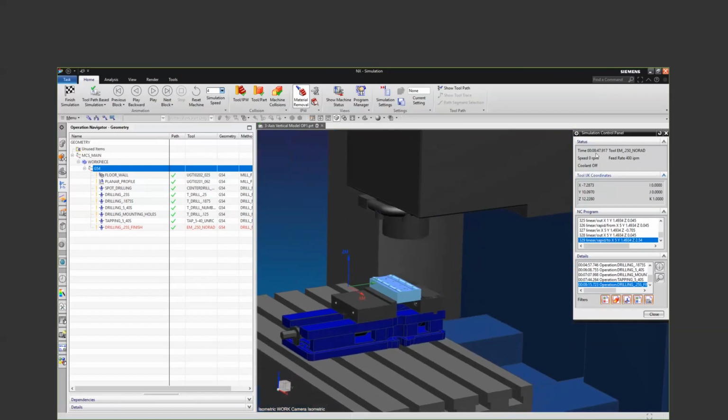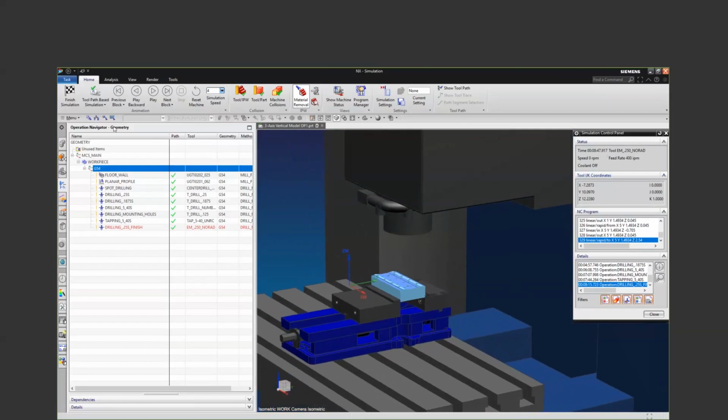But here we go. We're looking right at 8 minutes, 47.917 seconds. And again, this is based purely on toolpath, so it doesn't have anything to do with post-processing or anything else like that. So now that we have seen this in action, let's go back to our presentation and take a look at the results.